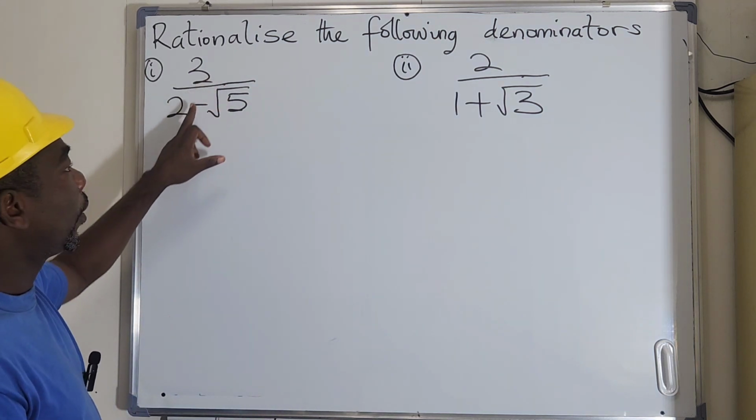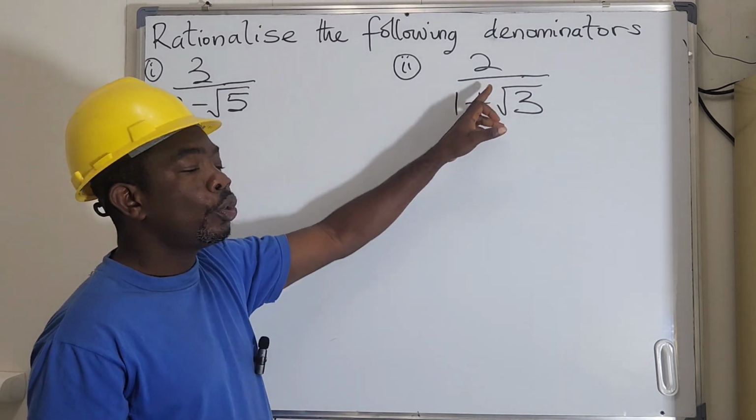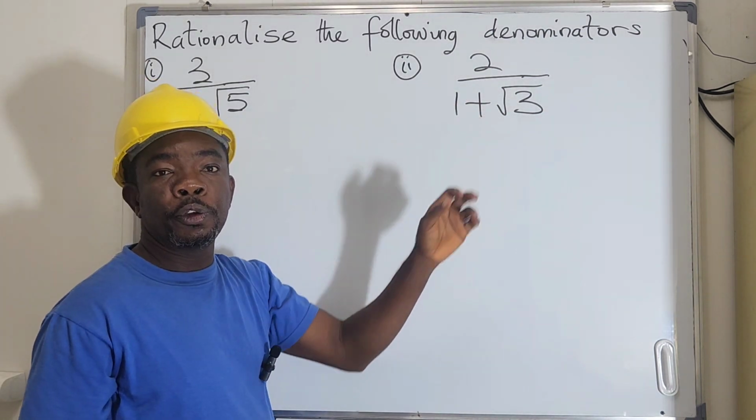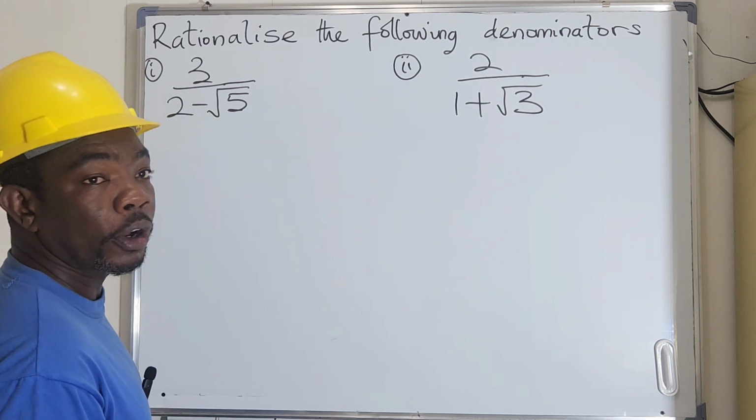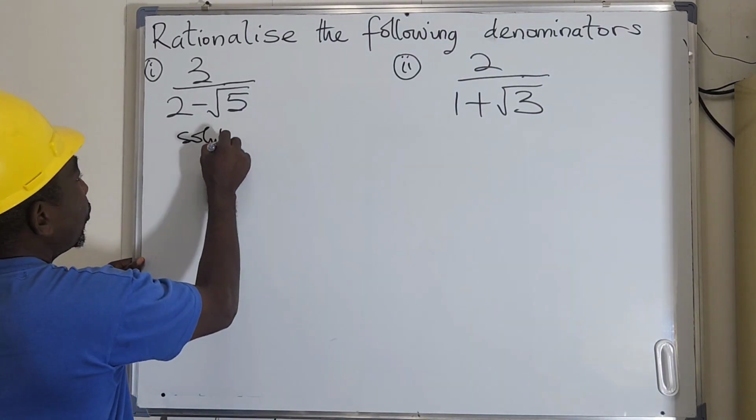Number 1, 3 all over 2 minus root 5. The second one says 2 all over 1 plus root 3. So in this case, before we continue, let us look at the difference of two squares. So we have here the solution.